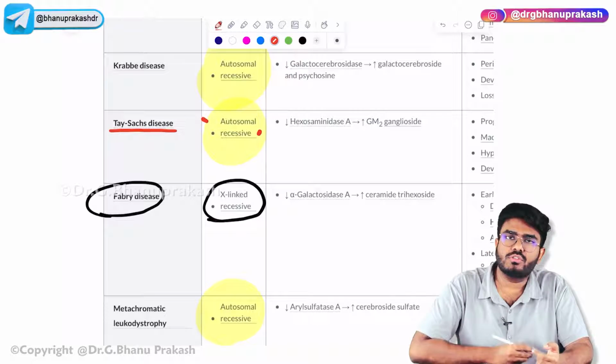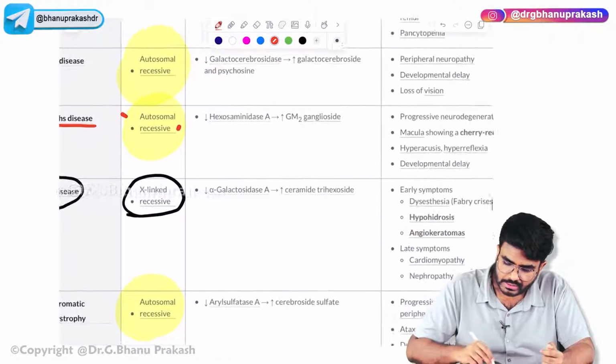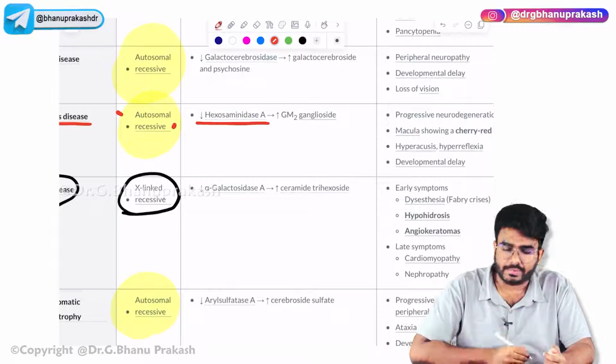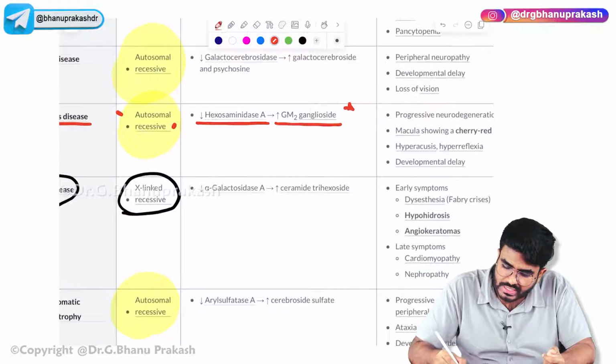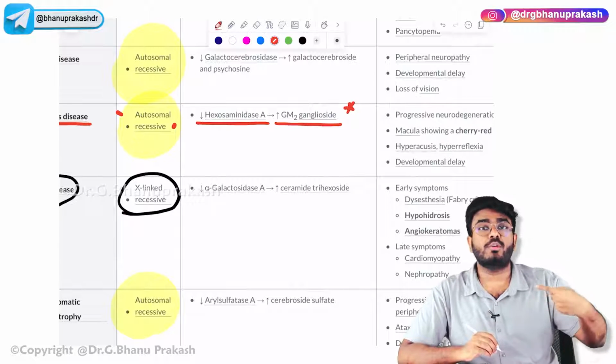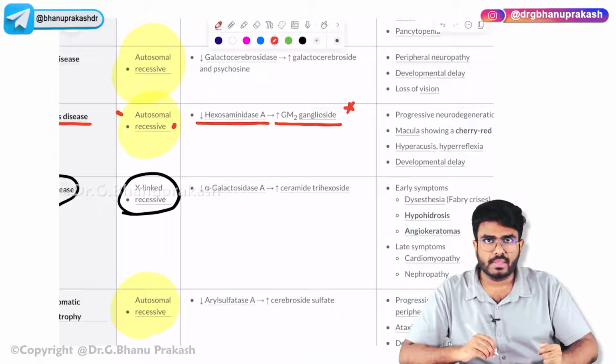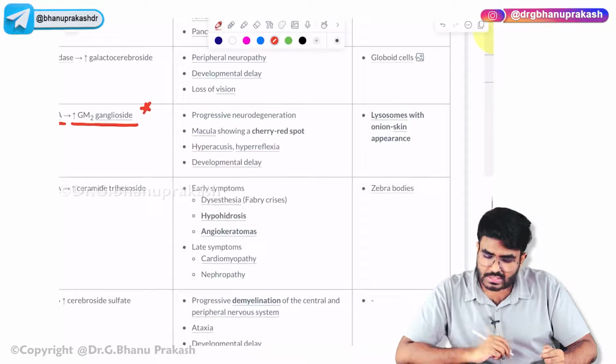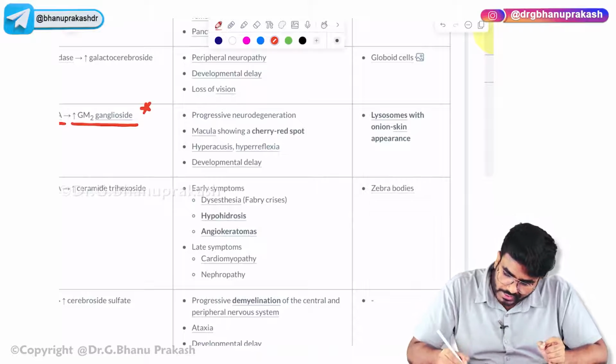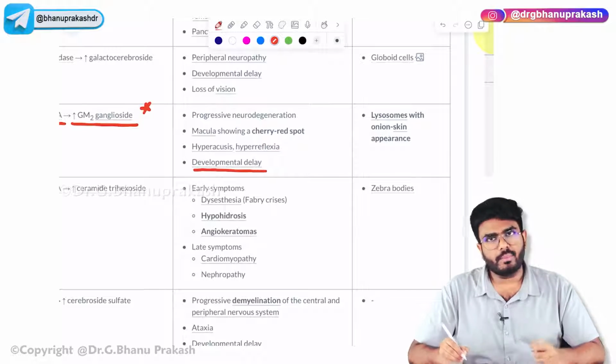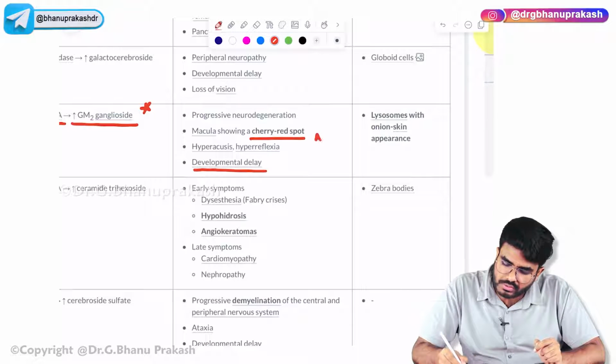Of course, it's a lysosomal storage disorder, so autosomal recessive inheritance pattern. There is a decrease in hexosaminidase A, because of which the GM2 ganglioside levels are elevated. We call it GM2 gangliosidosis. So in this condition, what happens? The two important points I want you to know: there is developmental delay in the baby from birth itself, and a cherry red spot is going to be there.